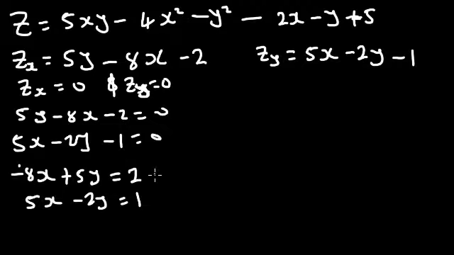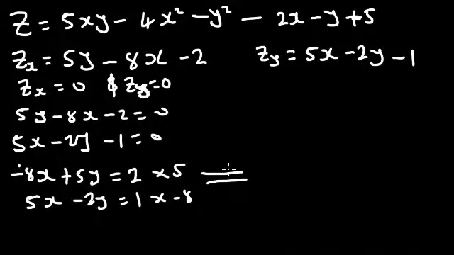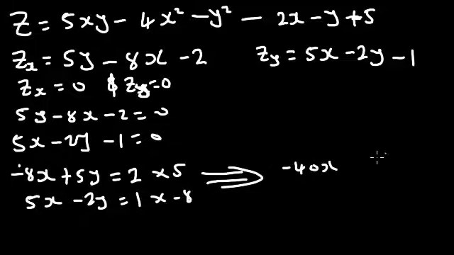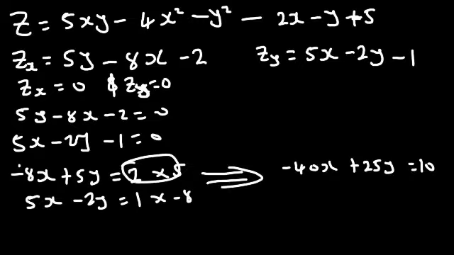So multiplying equation 1 by 5 and equation 2 by minus 8, we have minus 8x times 5 is minus 40x, and 5 times 5 is simply plus 25y equals 10, by the time you do 2 times 5. Perfect. Now keep in mind, times 5 doesn't mean 2 times 5 alone. You multiply each term in that equation by whatever you are trying to multiply with it. Okay? Yes.